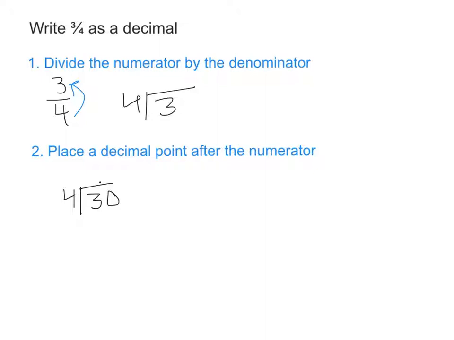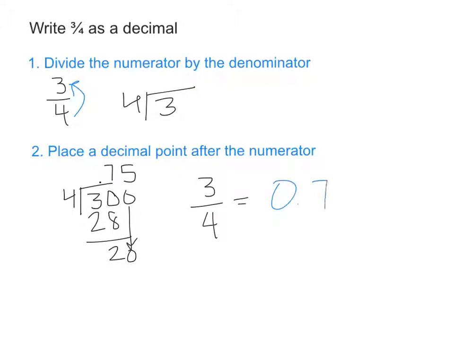And now we can do 4 into 30, which we know goes in 7 times, because 4 times 7 is 28. And 30 minus 28 is 2. 4 can't go into 2, so we have to bring down another 0. And now we have 4 into 20, which we know is an even 5. So 3/4 as a decimal is equal to 0.75.